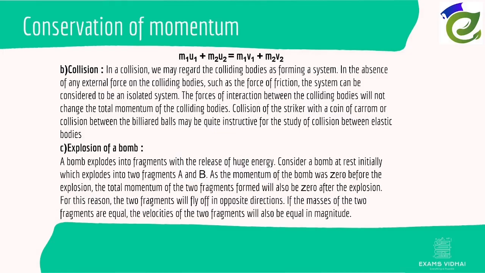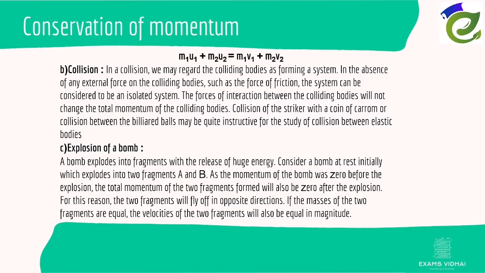Now collision. In an elastic collision, the momentum before collision is equal to the momentum after collision, and that's what is mentioned here. In the absence of any external force on the colliding bodies, such as the force of friction, the system can be considered to be an isolated system. In an isolated system, the forces between the colliding bodies will not change the total momentum of the colliding bodies. Therefore, our law of conservation of momentum is satisfied. For example, the collision of a striker with a coin in carom, or collision between billiard balls, may be quite instructive in the study of collision between elastic bodies.